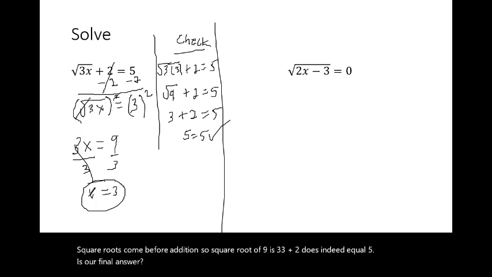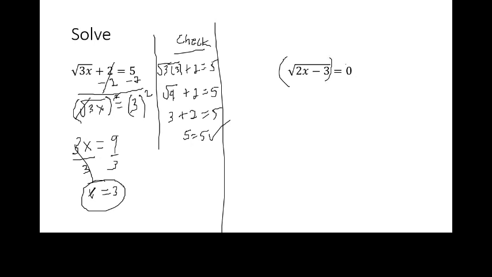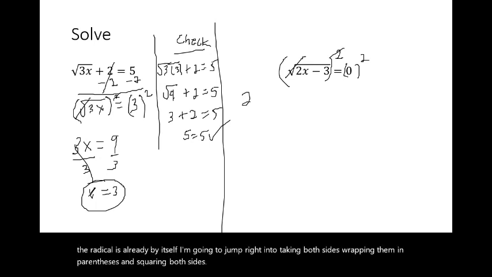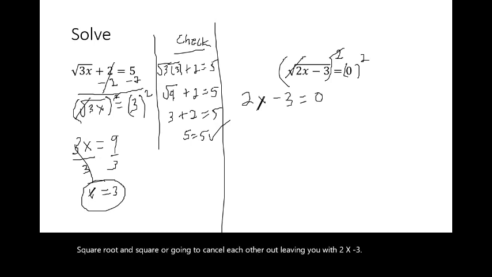Now for the next one, the square root is already by itself on the left side of the equal sign. So since the radical is already by itself, I'm going to jump right into taking both sides, wrapping them in parentheses, and squaring both sides. Square root and square are going to cancel each other out, leaving you with 2x minus 3 equals 0 squared is 0.